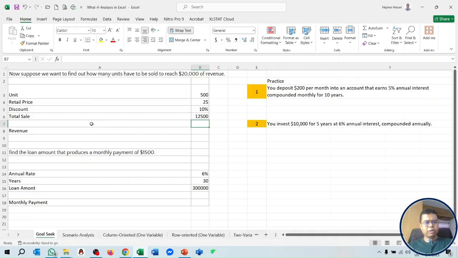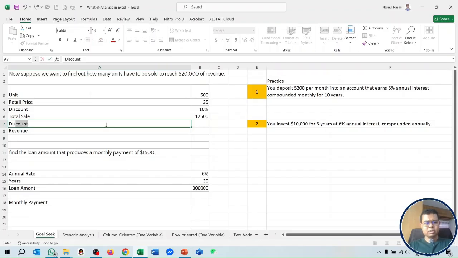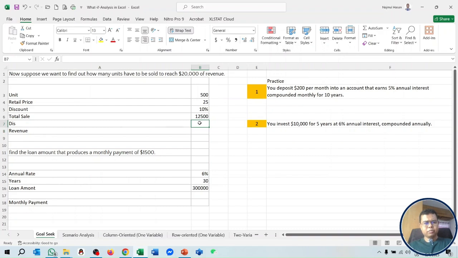Then I will consider some discount. How many dollars will I discount? Actually 10%, so the discount equals total sales times 10%. The revenue will be the total sale minus the discount. So in this way, as I have 500 products, each priced at $25, and I consider a 10% discount, I can make 11,250 in revenue.